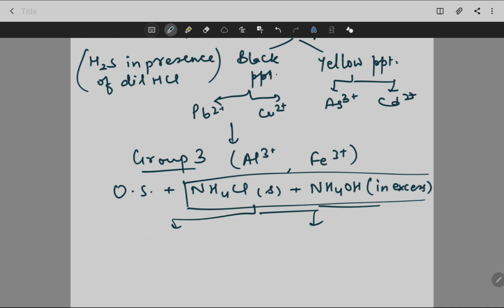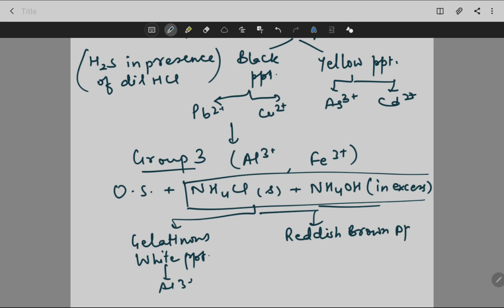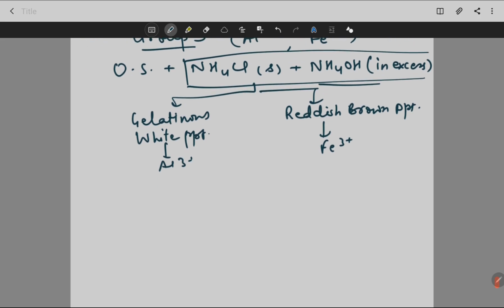Now what happens when we do so? We may get gelatinous white precipitate. If it is so, it is Al3 plus. We may get reddish brown precipitate. If it is so, it is Fe3 plus. But if there are no precipitates at all, or if it is not gelatinous white precipitate, it is something else, then it means both are absent. Then we have to move further. What is that? That is group 4.